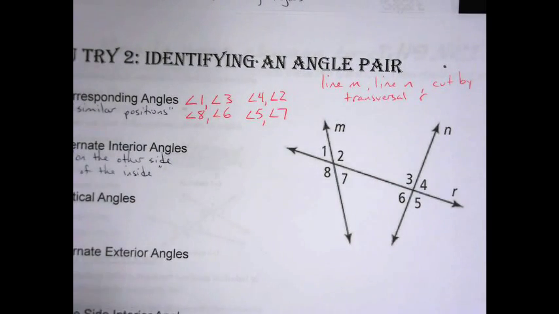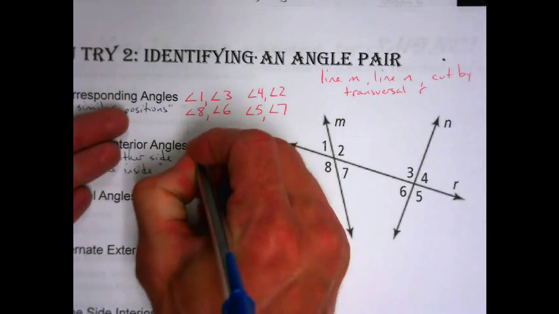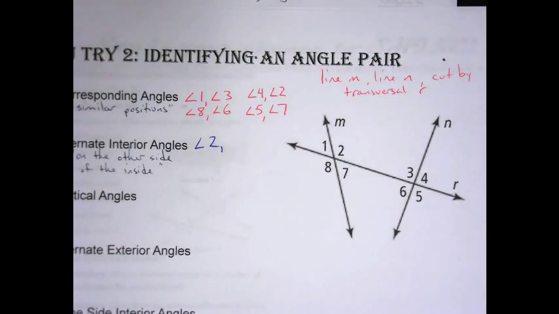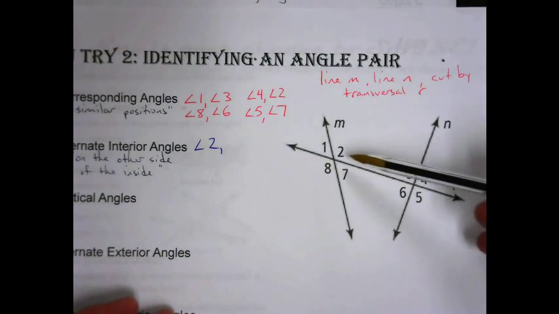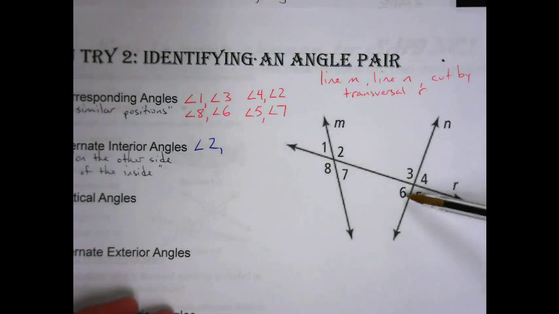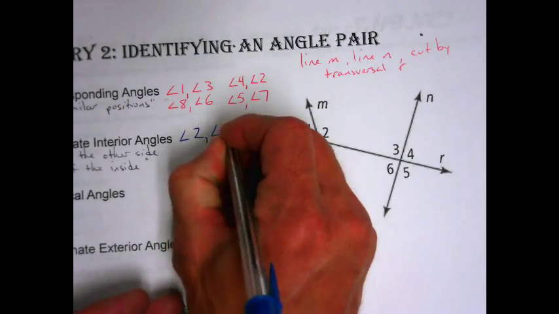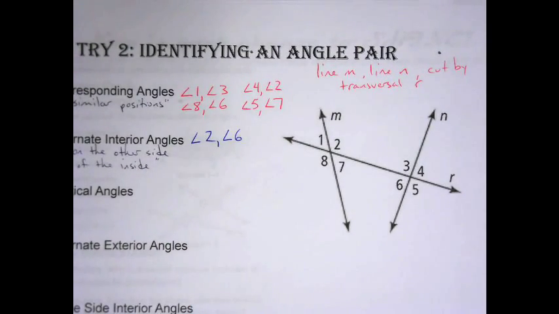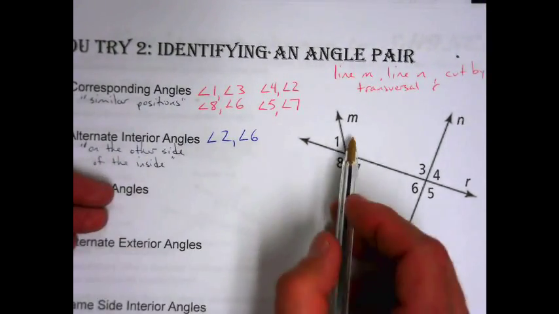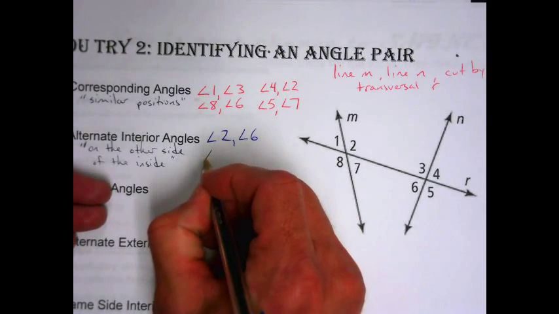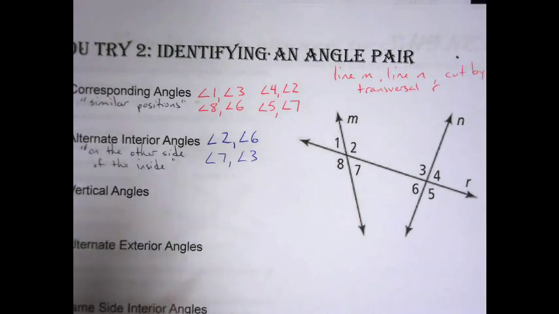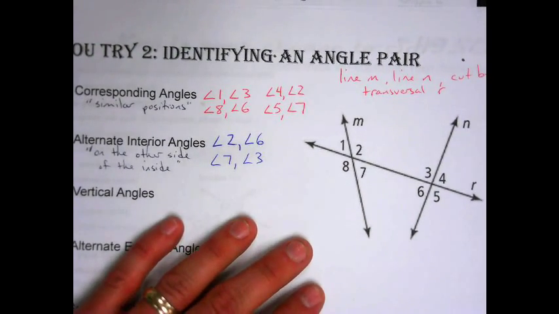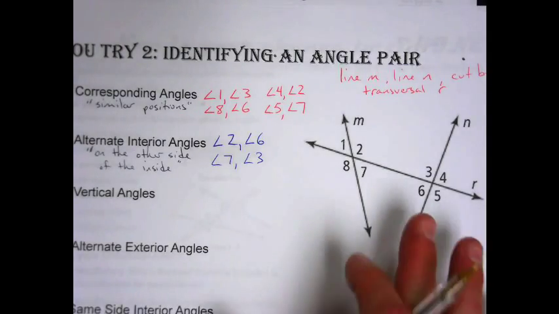So if I look first at angle 2, the alternate interior angle on the other side of the inside, right? The only choices I have are 2, 7, 3, and 6, but what's on the other side from 2? It's 6. Those are alternate interior angles. So I call that angle 2 and angle 6. And of course, the other pair, the interior angles being 2 and 7, would be angle 7 and angle 3. Okay, so those are alternate interior angles, what I say on the other side of the inside.